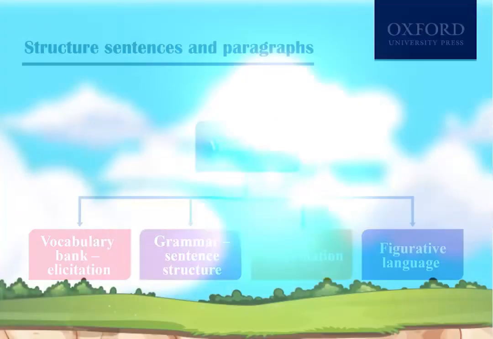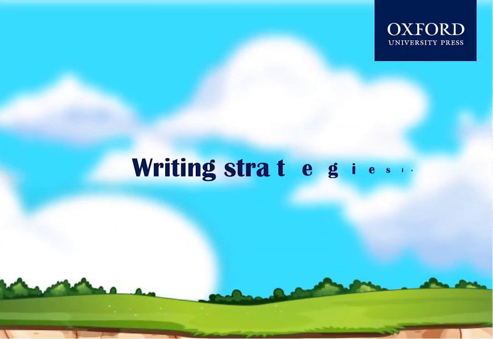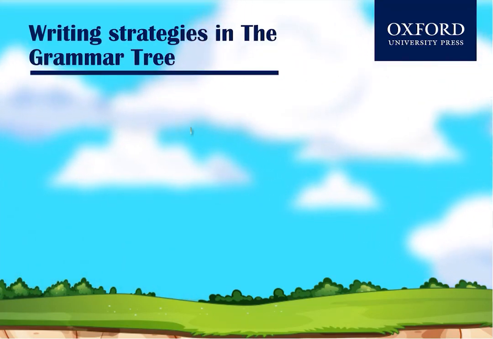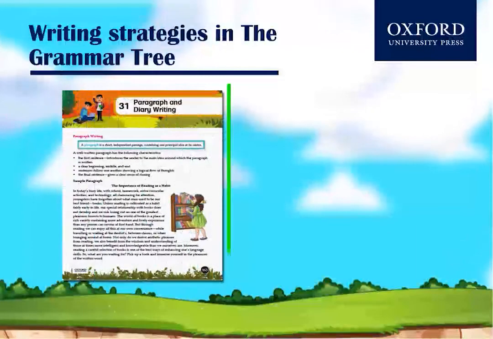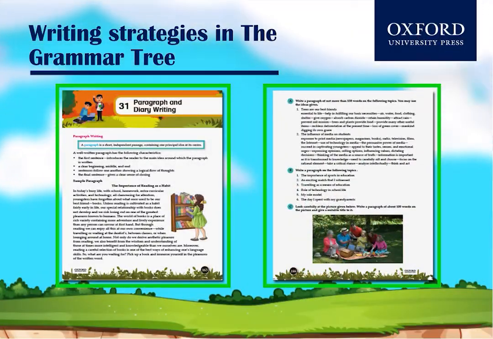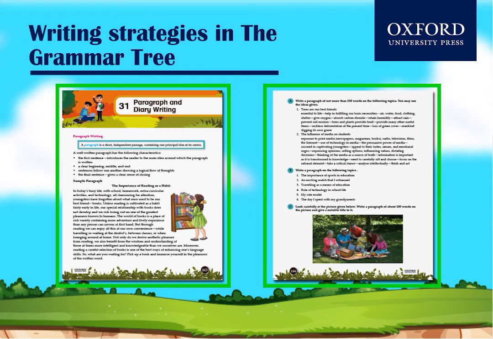Writing strategies in the grammar tree include, for example, paragraph and diary writing. It explains that a paragraph is a short, independent passage containing one principal idea at its center. Children would be asked to think about what they want to write. For example, a sample paragraph is given here, the importance of reading as a habit. Teachers might want to discuss this and the key points in the passage.